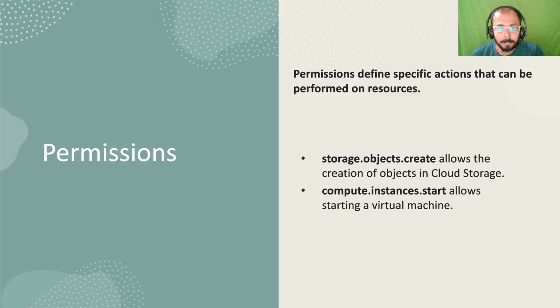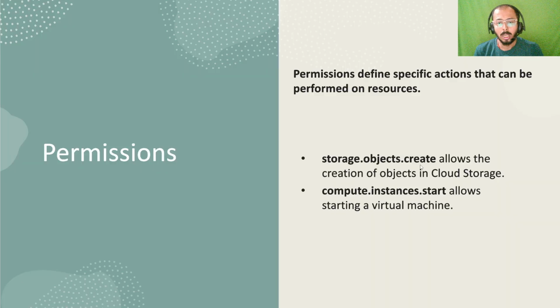And the last one is permission. So now see what is permission. As the definition suggests, permission defines a specific action that can be performed on resources. So on resources, whatever roles you are assigned, what specific action it is going to perform depends on the permission. There are two examples I've mentioned. Let's say one permission is storage.objects.create.